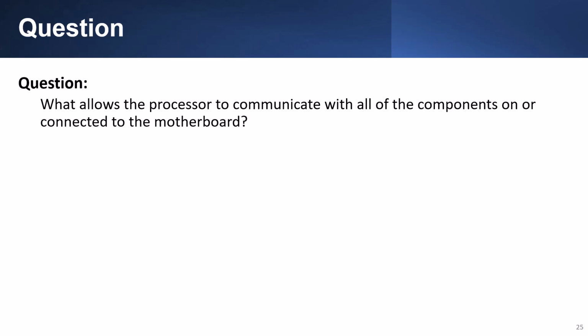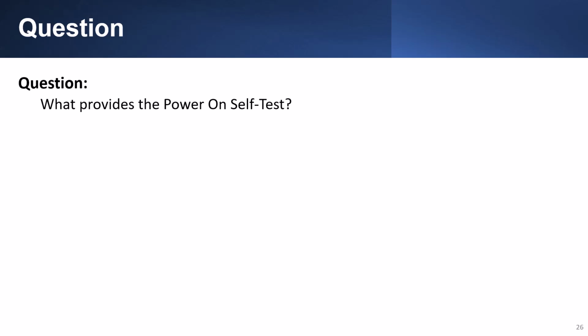Question: what allows the processor to communicate with all of the other components on or connected to the motherboard? Answer: chipset. Question: what provides the power on self-test or POST? Answer: basic input output system or BIOS.